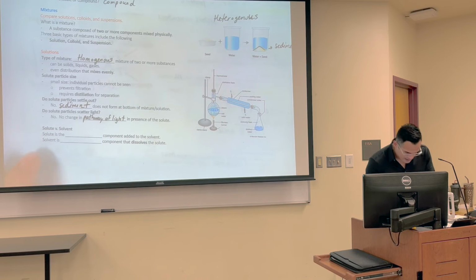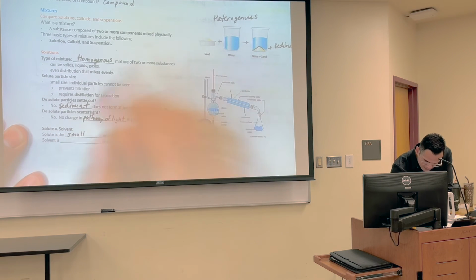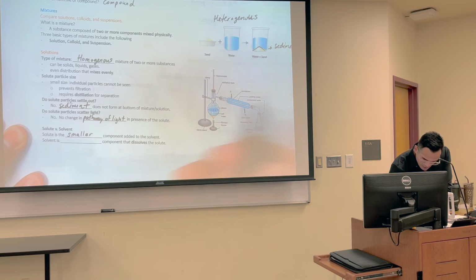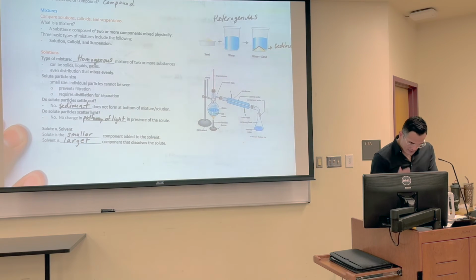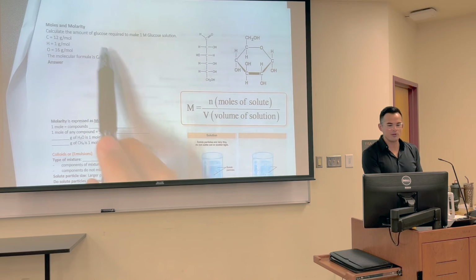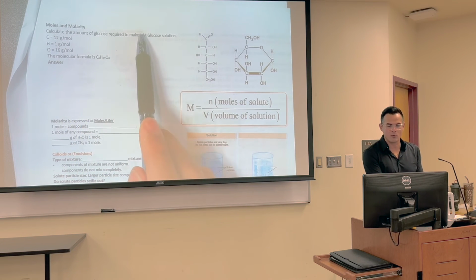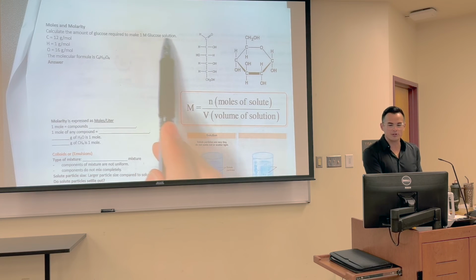So solute is the smaller component, and the solvent is the larger component. And what does it do? It dissolves that solute. We add the solvent and the solute, and we form a solution. So what I want you to do, tell me what is the amount of glucose I need in order to make a one molar solution of glucose.